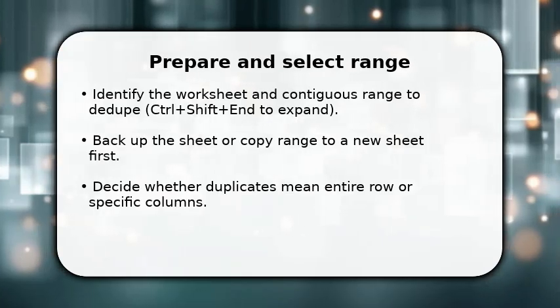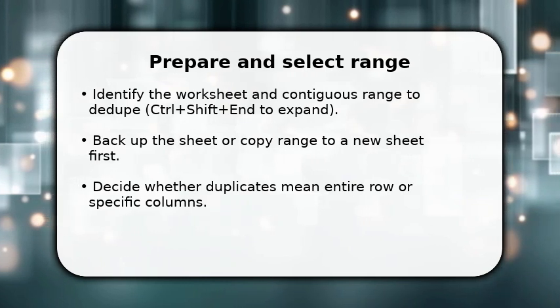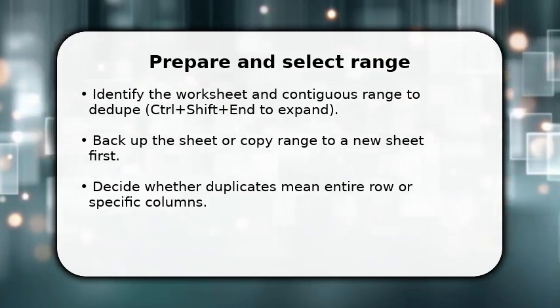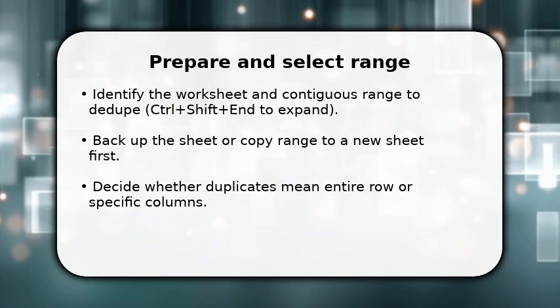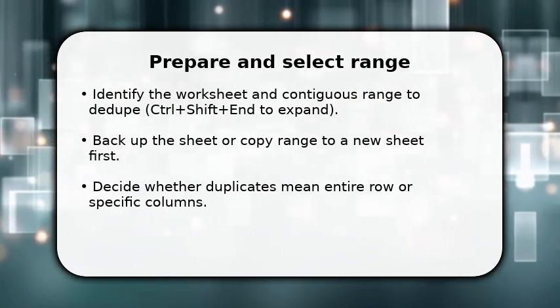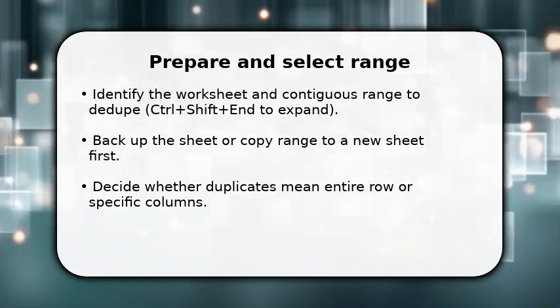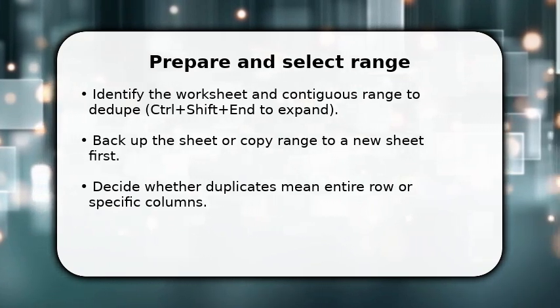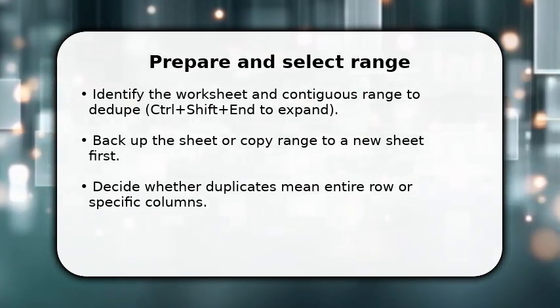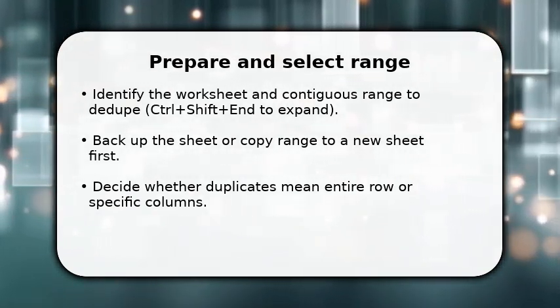You start by choosing the exact cells to process. This matters because Excel can remove entire rows versus cell-level duplicates. Select the range now and make a quick copy to a new sheet so you can recover data if needed. Once done, decide if you need row-level dedupe or just key columns. This determines the method you'll use.